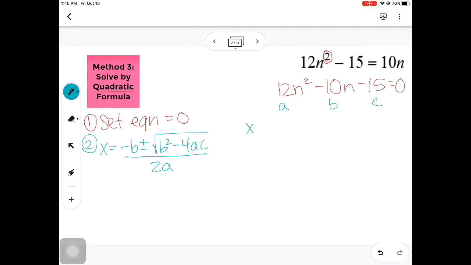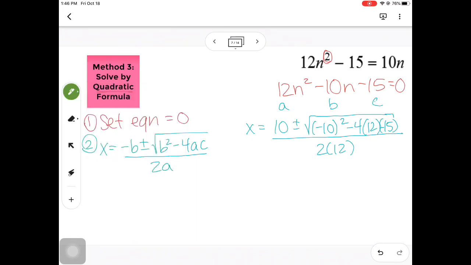When I plug into it, my b is negative 10, so negative b, negative 10, is positive 10, plus or minus the square root of negative 10 squared minus 4 times 12 times negative 15, all over 2 times 12.